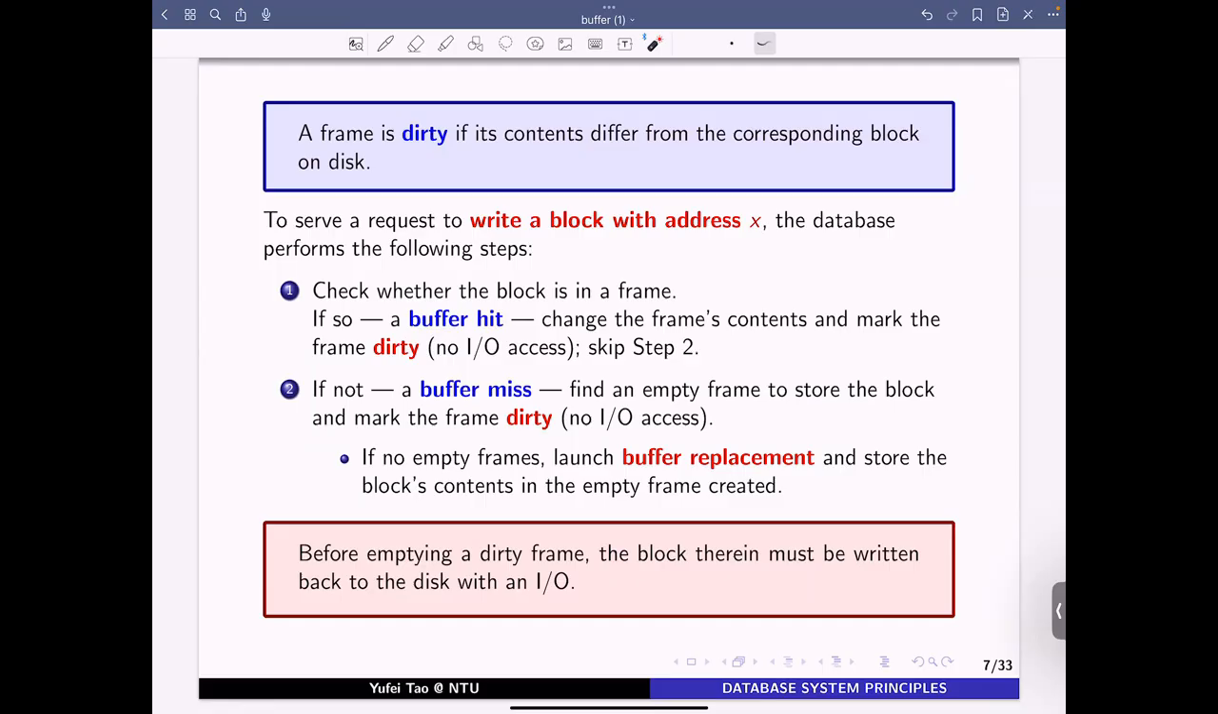Once the frame is updated, you can imagine that the frame's contents will no longer be the same as the contents of the corresponding disk block, right? So the disk block actually becomes outdated, okay? It becomes obsolete. That's actually the incorrect copy. The correct copy actually sits in the main memory. But don't worry, the database will not forget about this update, because this writing process is going to make the frame dirty.